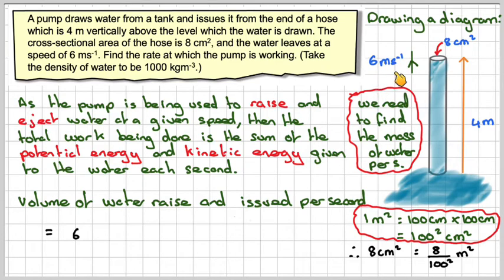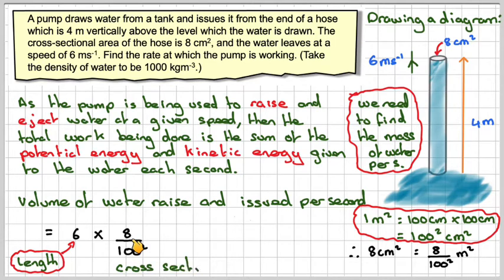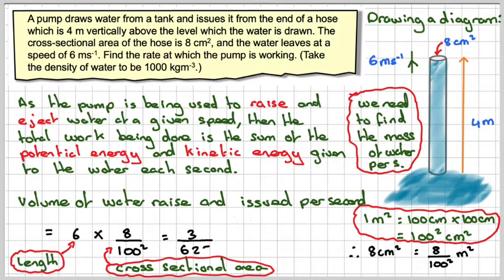So we need to consider the volume of water being raised and issued per second. It will be 6, because there's 6 meters being ejected every second, so the length would be 6, times the cross-sectional area, this is a cylinder, which is 8 over 100 squared in meters squared. This is the cross-sectional area of this circle here. So it's like the volume of a cylinder, which is the cross-section times the height. It's not this height here, it's the height of this, because each second will be 6 meters being ejected. That will give me an answer of 3 over 625 meters cubed.